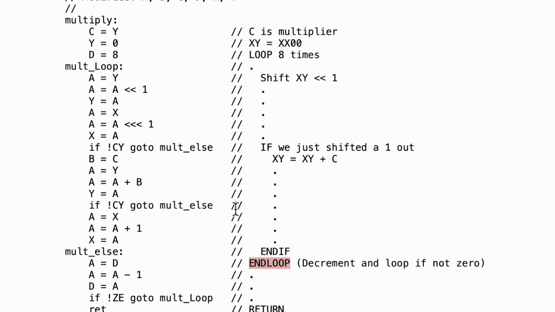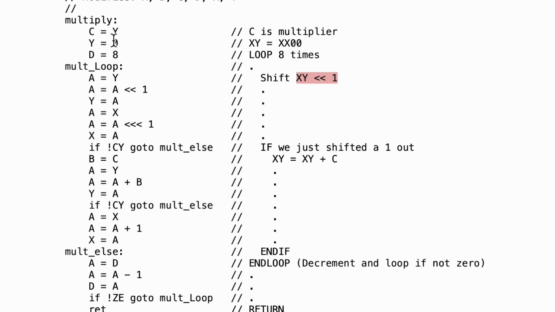And each iteration of the loop does exactly what we described before. It shifts the 16-bit XY register 1 bit to the left, with the most significant bit coming out into the carry. And if we just shifted a 1 bit out, then we go ahead and add in the value that's in the C register. And so we keep doing that 8 times, and then we return.